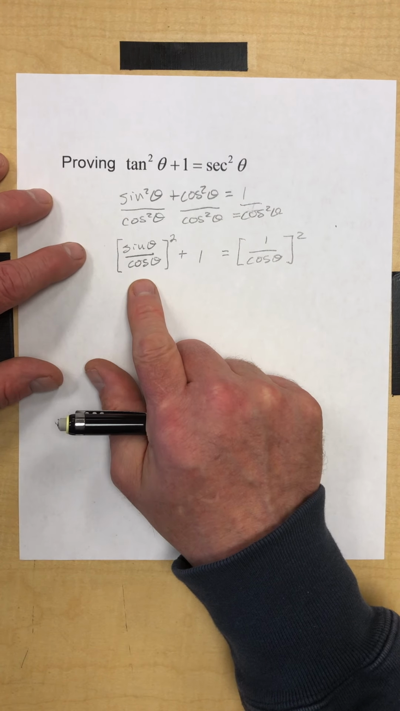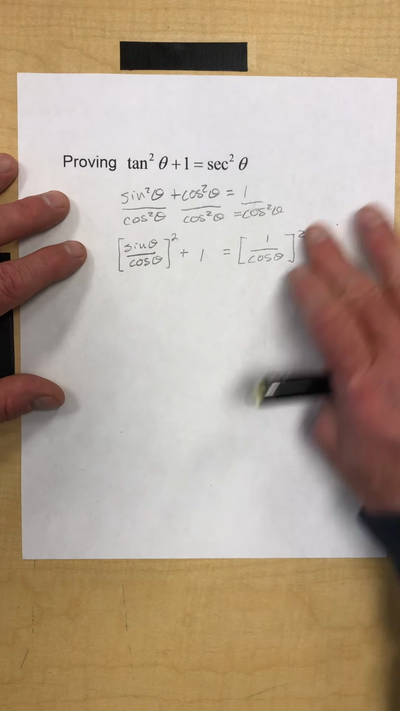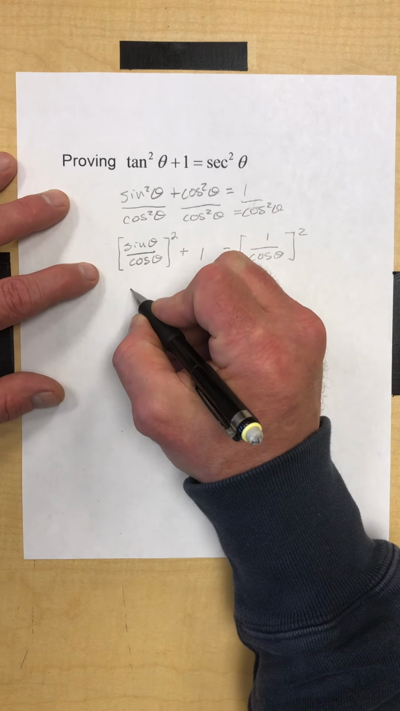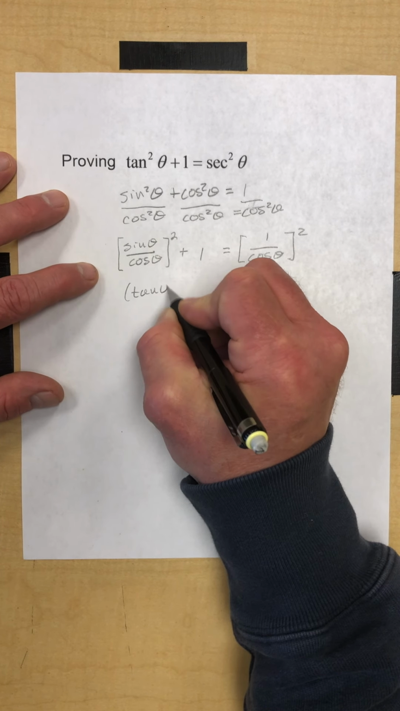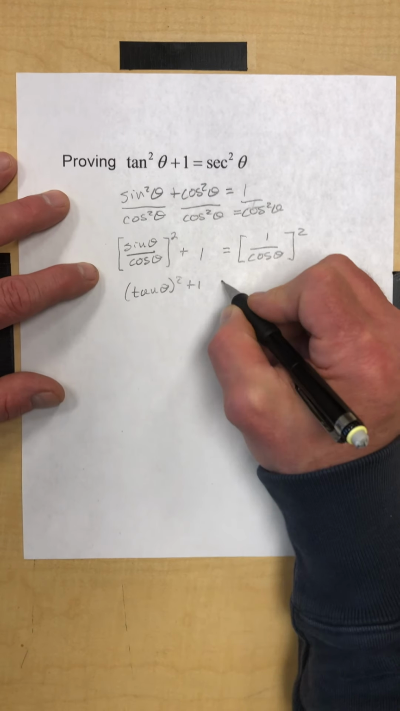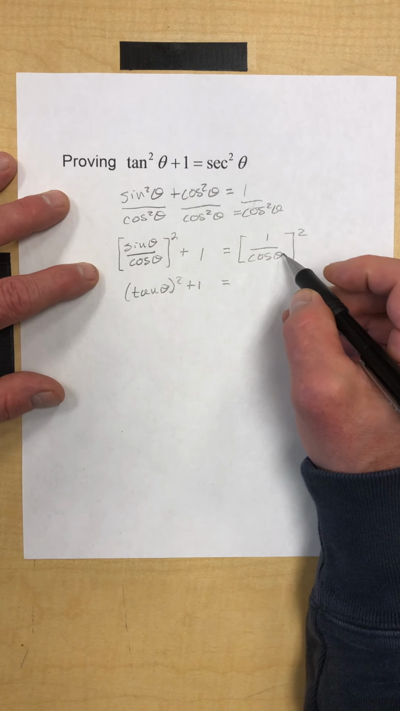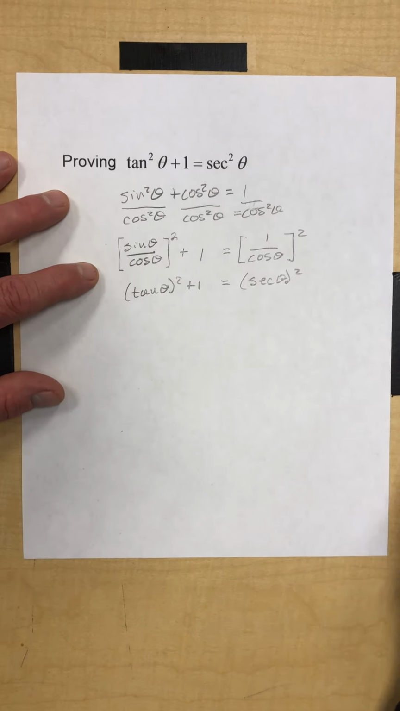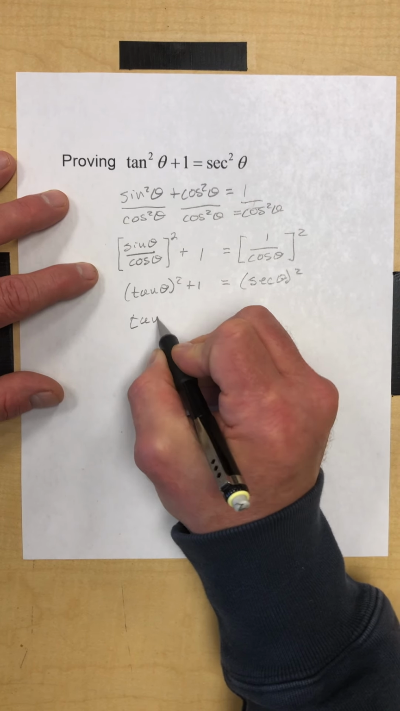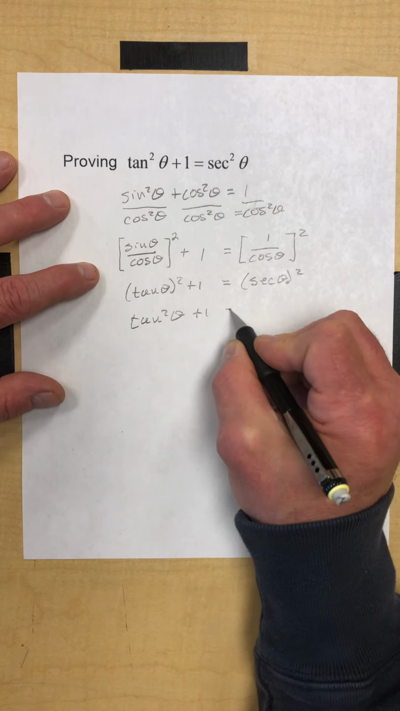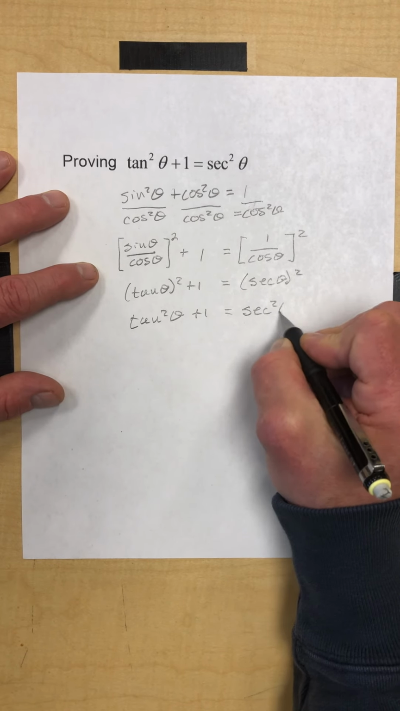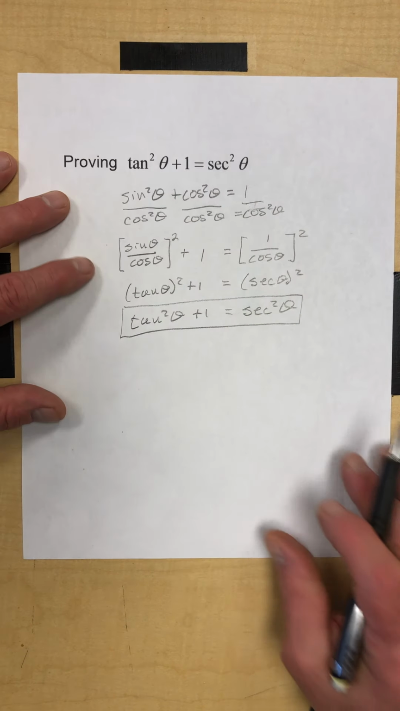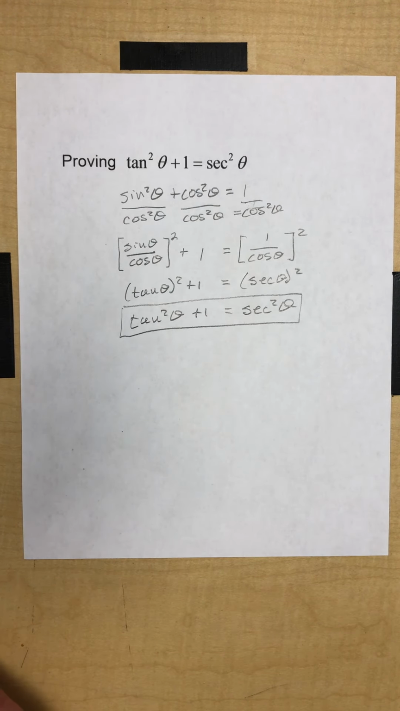So sine theta over cosine theta, going back to your tangent and cotangent identities, we know sine over cosine is tangent. So this is the same as tangent theta squared plus 1. And the reciprocal of cosine is the secant, so that would be the same as secant of theta squared. We would write this as tangent squared theta plus 1 equals secant squared theta. So there you go, you have your second Pythagorean identity.